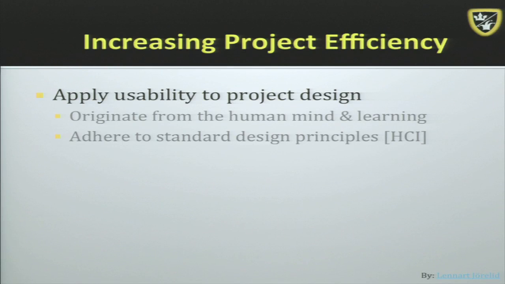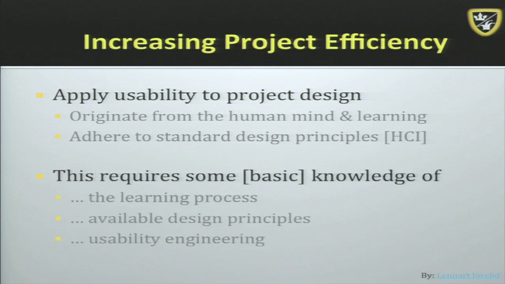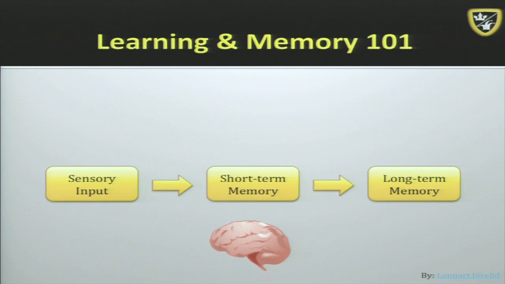So we have to originate from the human mind and how we learn stuff, and then adhere to the standard design principles. And this requires some basic knowledge of how we learn stuff and the design principles and some of usability engineering. Now, I won't go into much detail about this, so no worries. But the 101 on memory and learning is something like this.